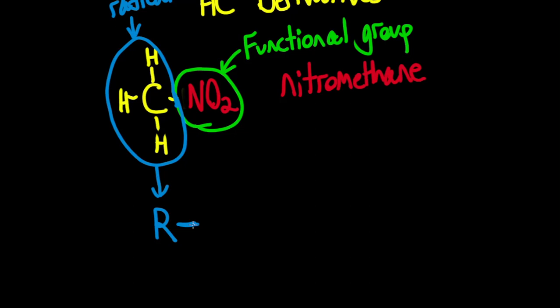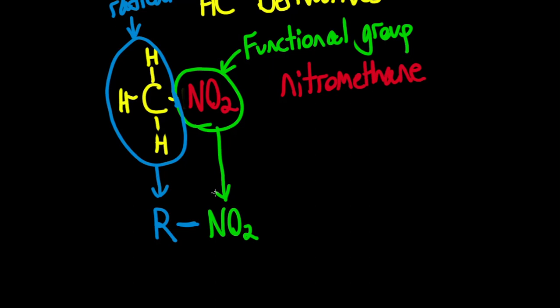For instance, the general formula for nitro compounds like nitromethane would be RNO2. So this is going to be RNO2 because that's my functional group.